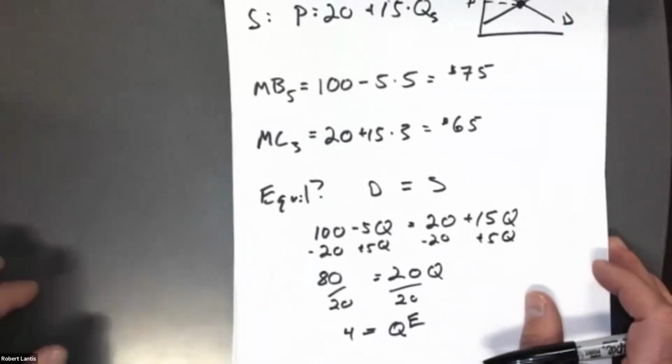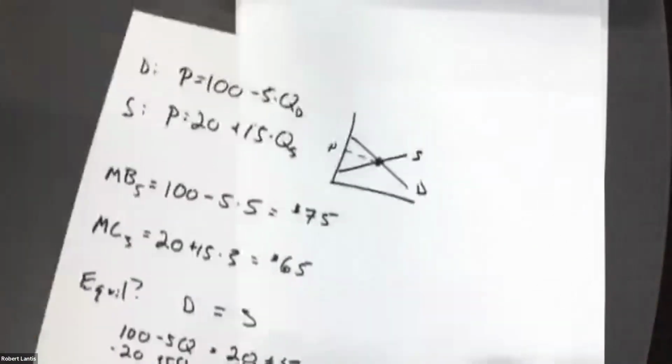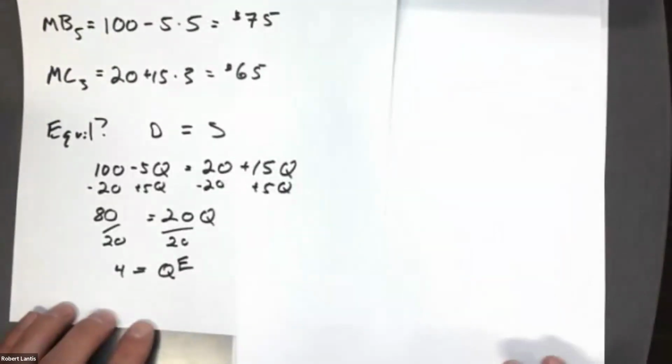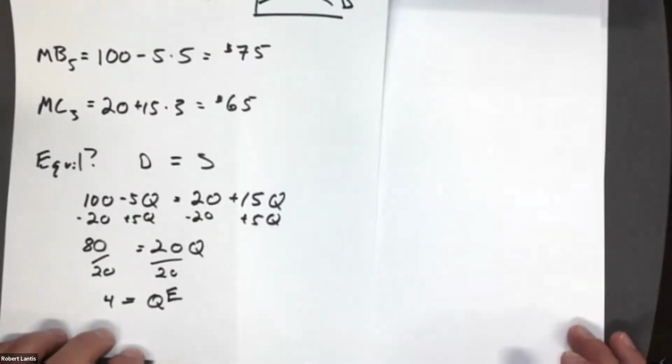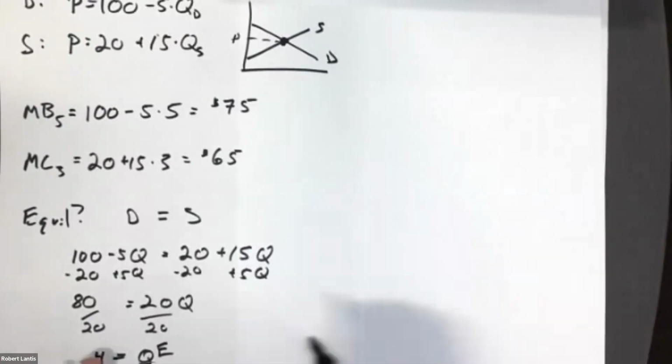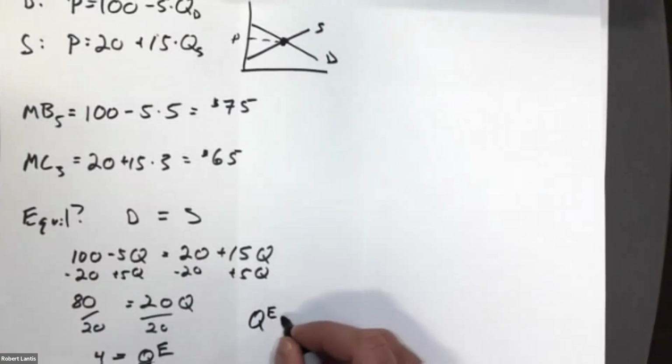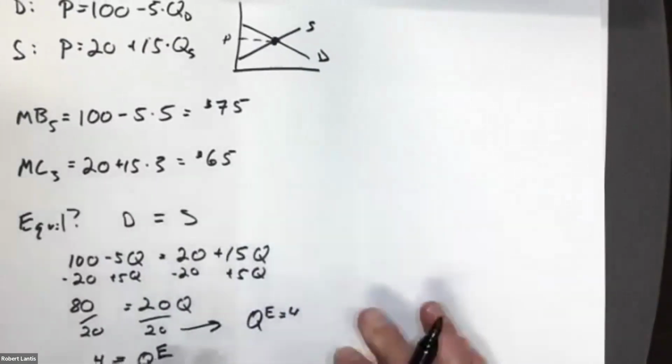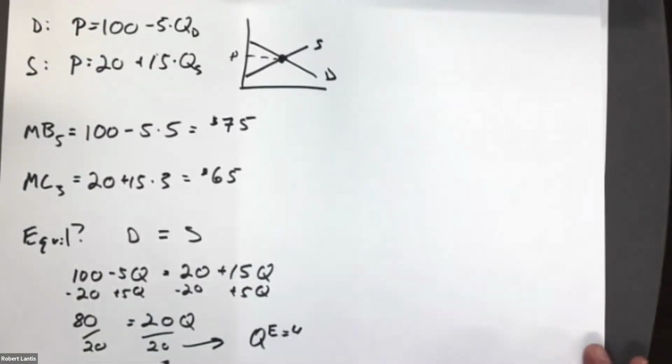Okay. So once I find my equilibrium quantity using my supply and demand equation, let's see if I can get this all on here. Well, here. That way I can, there we go.